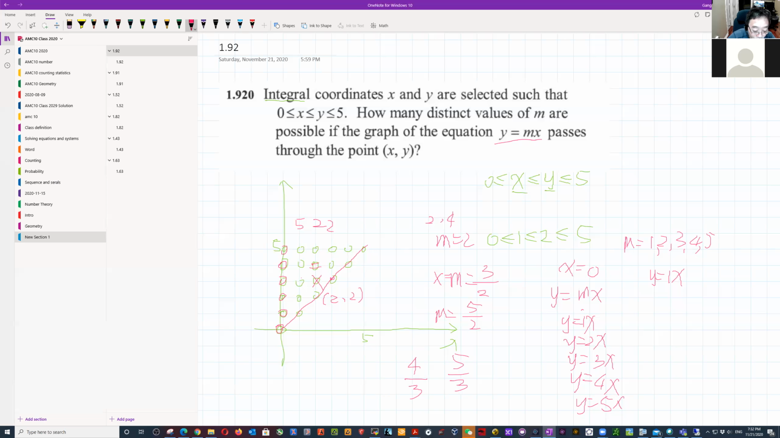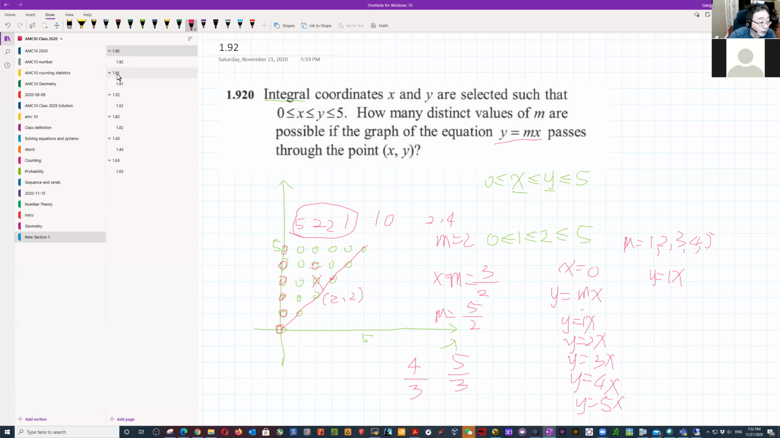And here the rise is 5, the run is 4. So this is 1 here. And the last point is already shared by this. So if we add all those cases together, it's going to be 10. So how many distinct values? The answer is 10. I didn't really check the answer, and if I'm wrong, just correct me. This is just how I would do it.